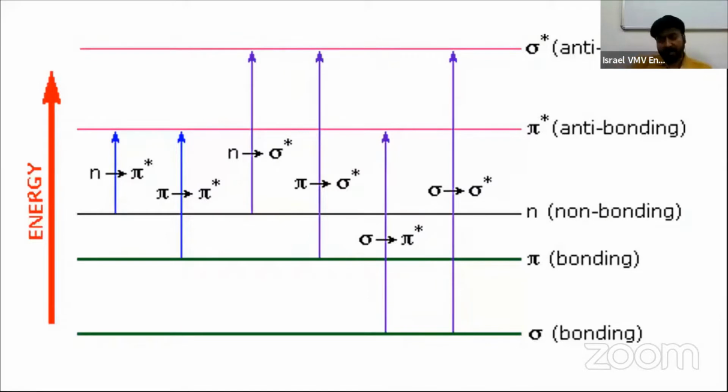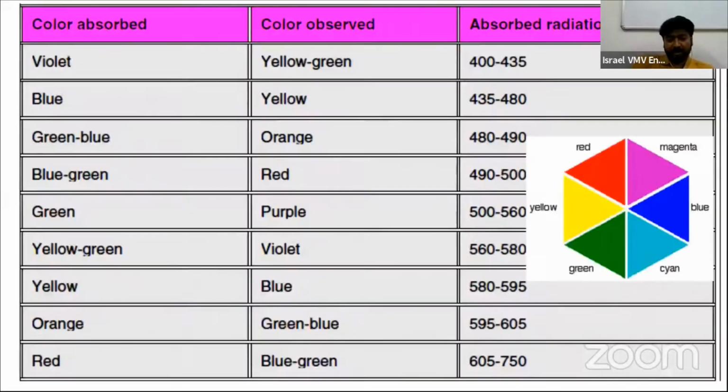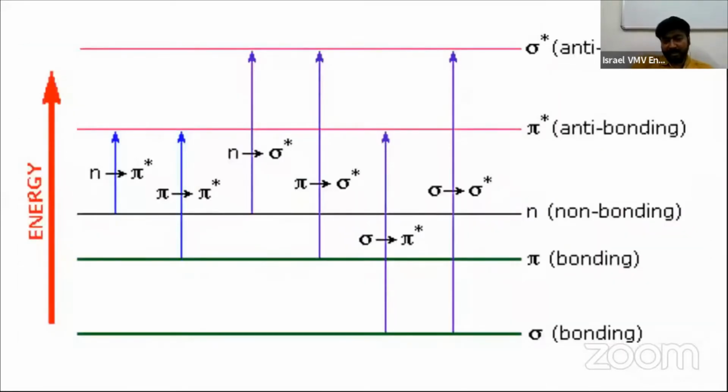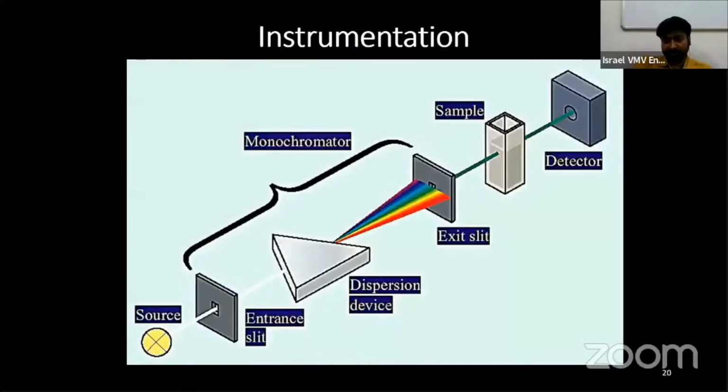Ultraviolet and visible are considered together. Ultraviolet is one range and visible is one range. For both analyses, you use one equipment. There are two sources, a deuterium source and maybe a xenon source. These are two lights that excite the molecules, and what happens in molecules is this kind of excitation: n to pi star, pi to pi star, n to sigma star, pi to sigma star. I will explain what these are.